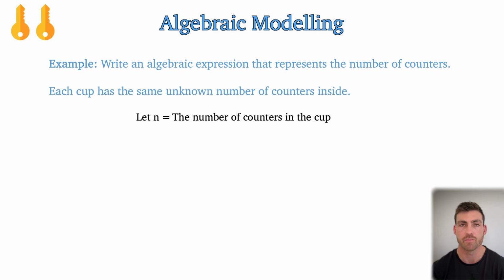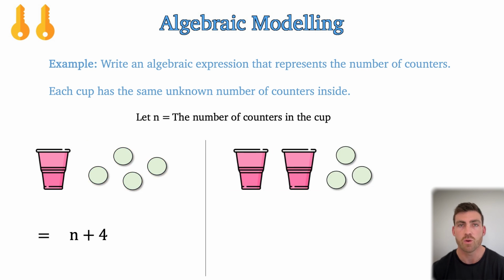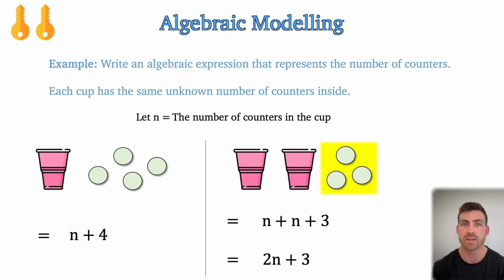Let's pick N. In this example, we have a cup, so we write N, then we can visually count another 4 counters. So an algebraic expression that represents this scenario is N plus 4. In the next example, we have a cup plus another cup, or in other words, 2 cups. Then we can visually count another 3 counters. So an algebraic expression that represents this scenario is 2N plus 3.